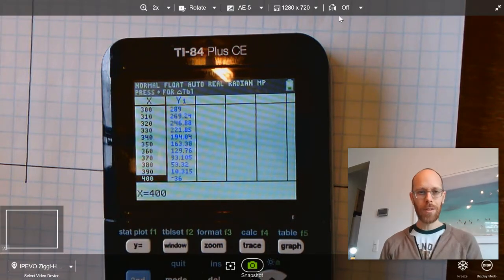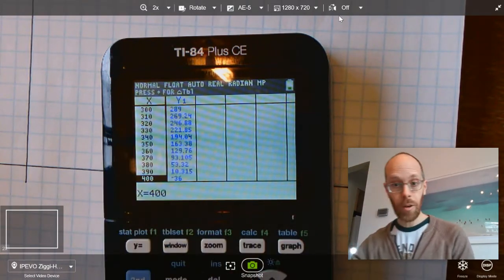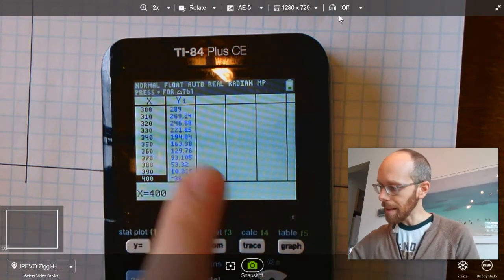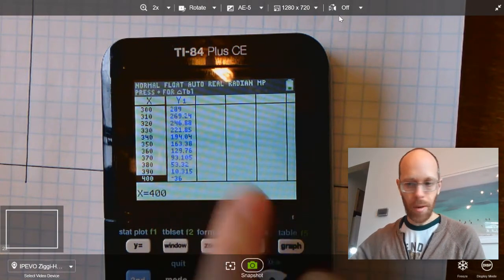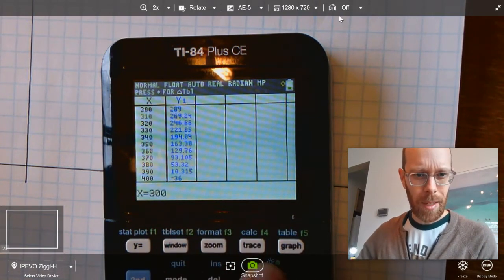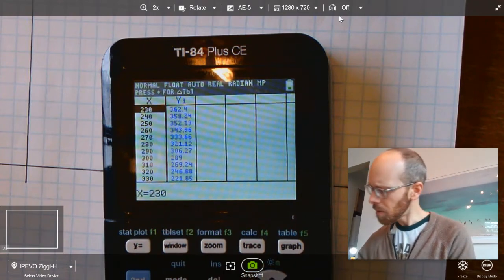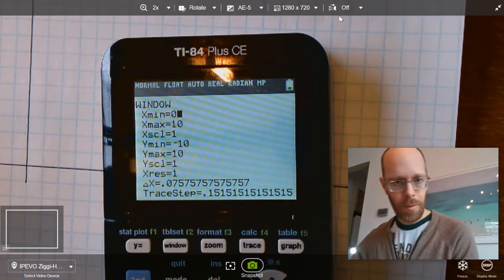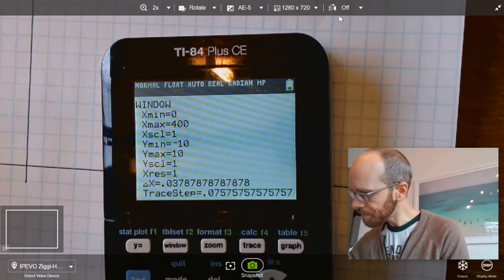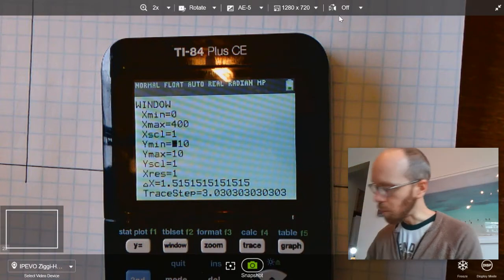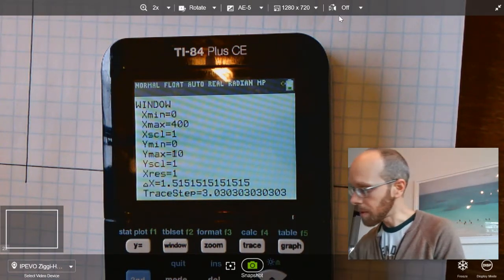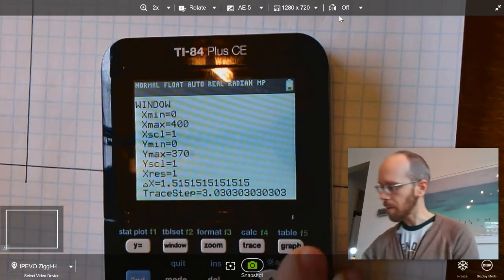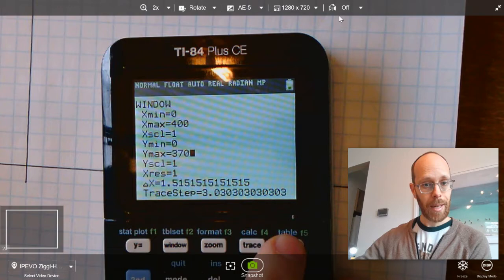So for the graph that we're about to draw, I'm going to say, let's make x go from time 0 until about 400. And then let's make y go from 0 up to, let's see, the biggest was something like 360 or so. So I'm going to go to window here. Let's say that time is going to go from 0 to 400. And then y, which is the number of birds, is going to go from 0 to, I'm going to go 370, because it looked like 360 something was the biggest. Then I'm going to hit graph.